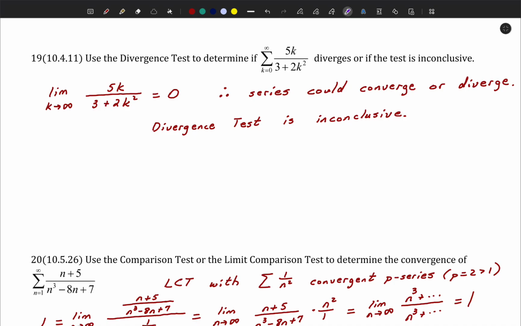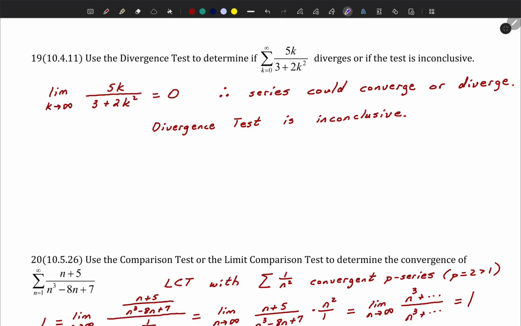All right, so the rule is that the limit, as in this case k approaches infinity, of the general term 5k over 3 plus 2k squared, if that's not equal to 0, we say it diverges. In this case, it would, because you'd say, well, your numerator is lower degree than your denominator, so your denominator is infinitely times larger than your numerator. This fraction is going to go off towards 0 as k goes to infinity. So because it goes off towards 0, we just say that the divergence test is inconclusive. This series could converge or diverge.